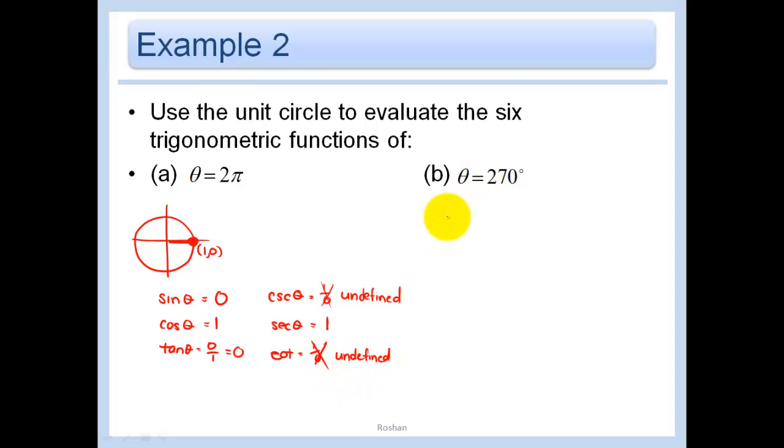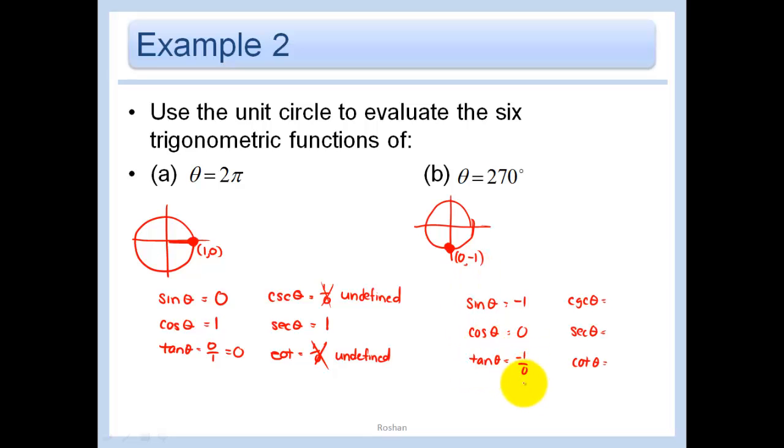Now let's look at 270 degrees. 270 degrees is right down here on my unit circle. And this coordinate is 0, negative 1. So now let's do sine, cosine, tangent, cosecant, secant, and cotangent. So sine is just the y coordinate, or negative 1. Cosine, the x coordinate, or 0. And tangent is that negative 1 over 0, which we can't do, so it's undefined.